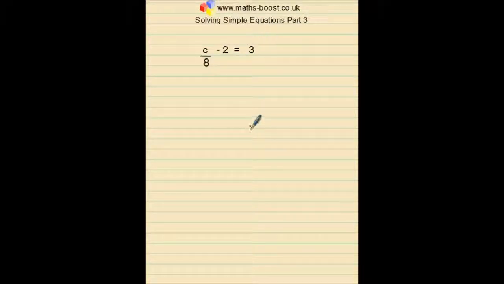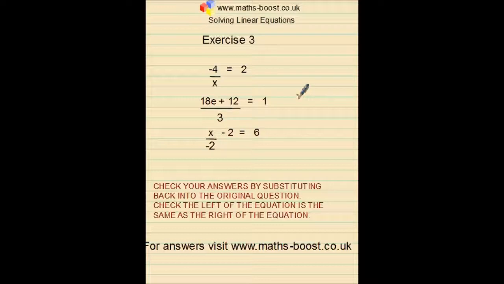Again, it's an equation with a fraction, so you know just what to do. Remember, everything has to be multiplied by 8. The whole point of multiplying the fraction by its denominator is it guarantees it cancels. And then again, I know just what to do. And we're done. Here's some questions for you to have a go at.